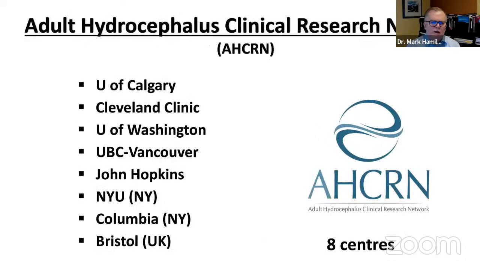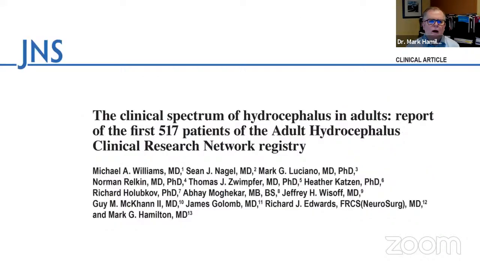So as part of my background work, I helped establish a research network, a clinical research network called AHCRN. It now has 8 centers in 3 countries: 2 in Canada, 5 in the US, and 1 in the United Kingdom. And part of our goal is to characterize adult hydrocephalus and to begin to do clinical trials. And we'll sort of come full circle around to that.